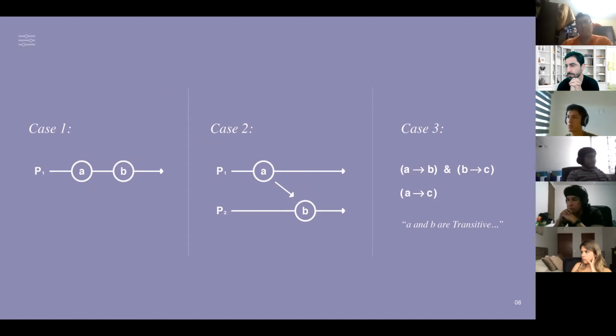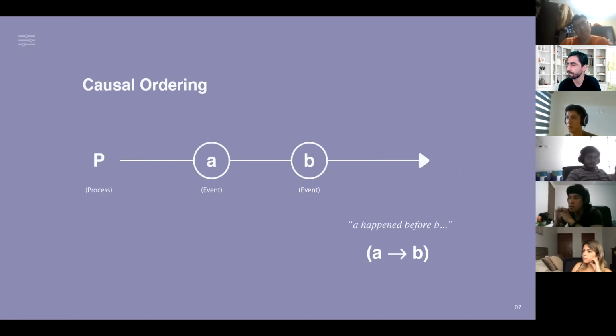The second case is if A sends a message to B that is in another process, there will still be a causal order, because you will see this arrow crossing between them in an exercise, for example. And in the last case, the third case, it's very logical. If A happens before B and B happens before C, then you can say A is before C. This property is called transitive. Basically, those are the three main cases of this causal ordering concept.